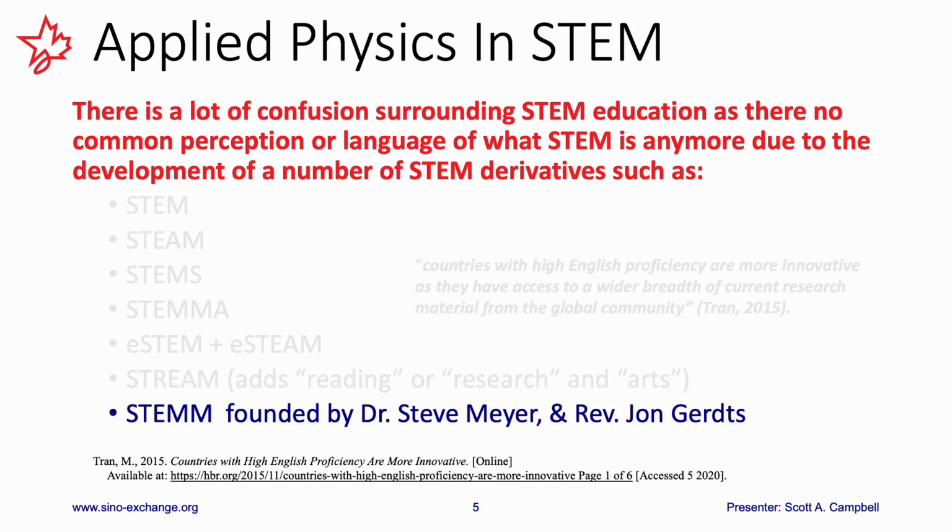And finally, we have STEM with a double M, which was created by Dr. Stephen Meyer and Reverend John Gretz, who added the values of Christian missionary to the mandate of STEM education. This idea also ties in with the recommendations that the World Economic Forum has made as well, but from a slightly religious standpoint. It also corresponds to the Chinese interpretation of STEM, which they refer to as STEM plus 四肢教育, or moral education.